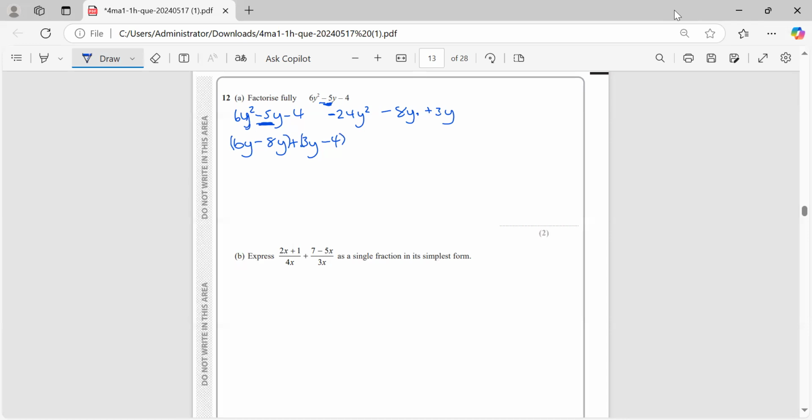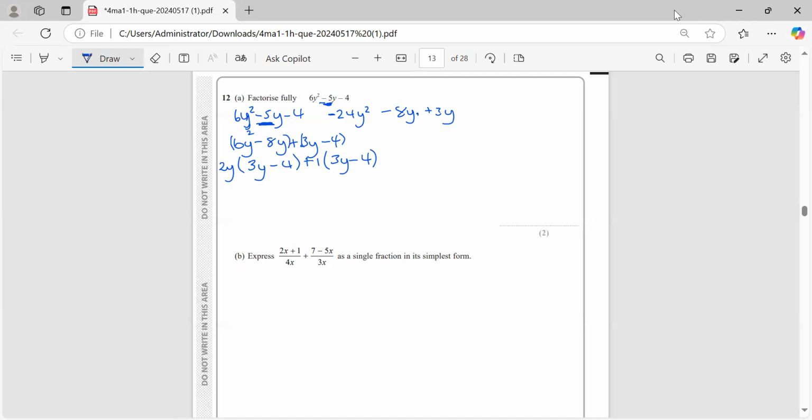So I'm just going to first pair them up, right? So here 6y squared minus 8y, I'll factor out a 2y, so that I come up with 3y minus 4, right? And then on 3y minus 4, I'm just going to factor out 1 because 1 is common between 3y and minus 4. So plus, I factor out 1, and then 3y minus 4, right?